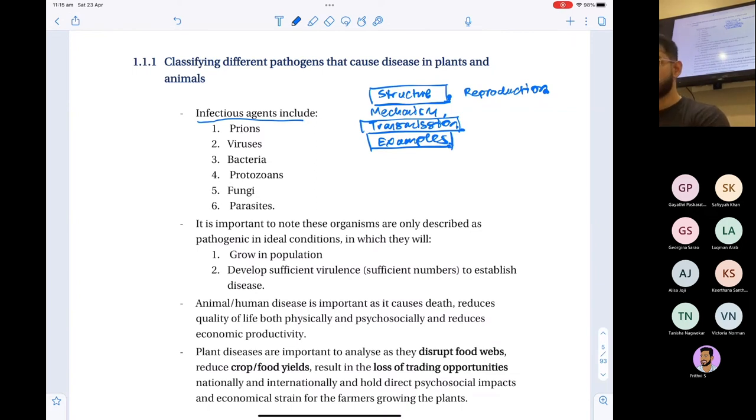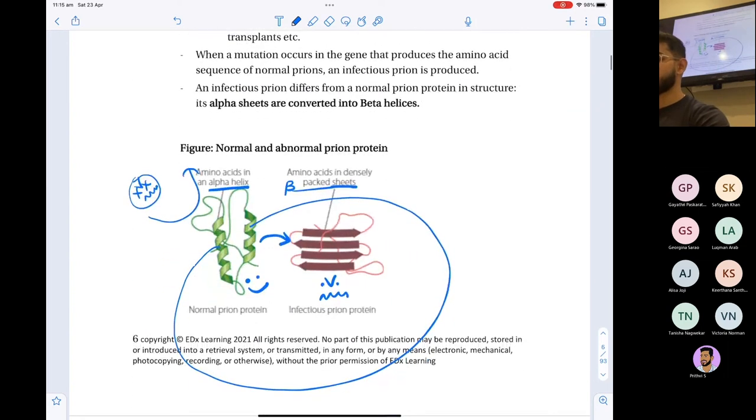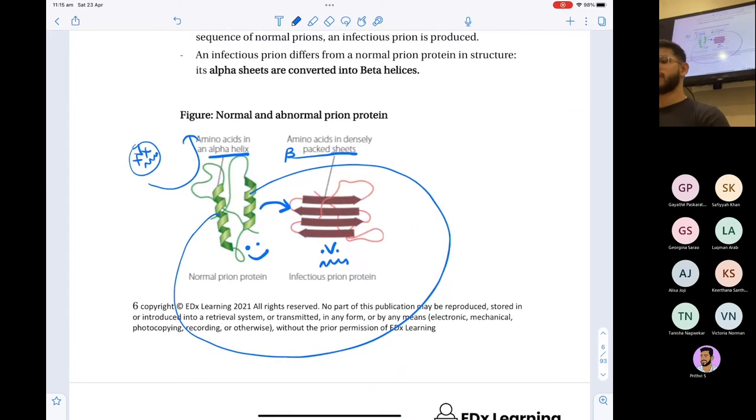Good. So there are proteins found in cell membranes. If I were to draw it for you, they're found normally in this shape. What shape is this? Good. They're normally found in an alpha helix shape. But what can they misfold into? Beta shape, right? Now my question is, how do they misfold? Can you give it a go? Think about a protein. How would a protein change?